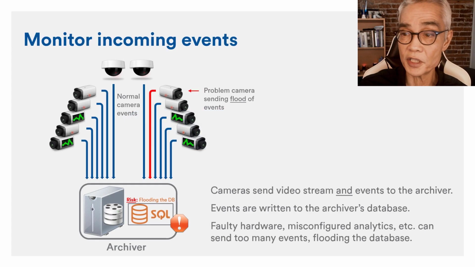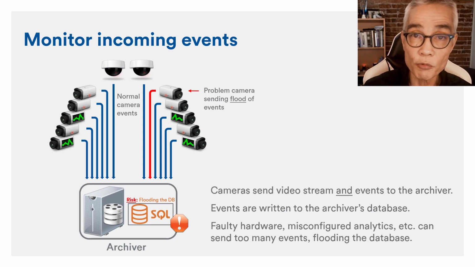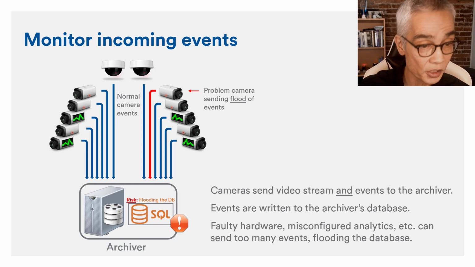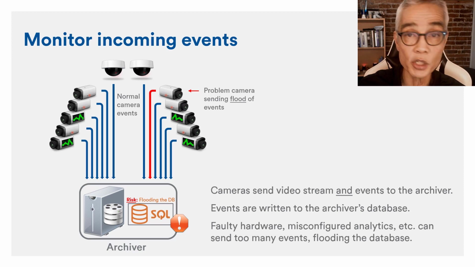And the reason this is significant, cameras send both a video stream and an event stream to the archiver, and the events are written to the archiver's database. Sometimes faulty hardware, misconfigured analytics, or poor motion detection can send too many events, flooding the archiver's database. This is especially concerning when using SQL Express for the archiver's database, as the database size is limited.